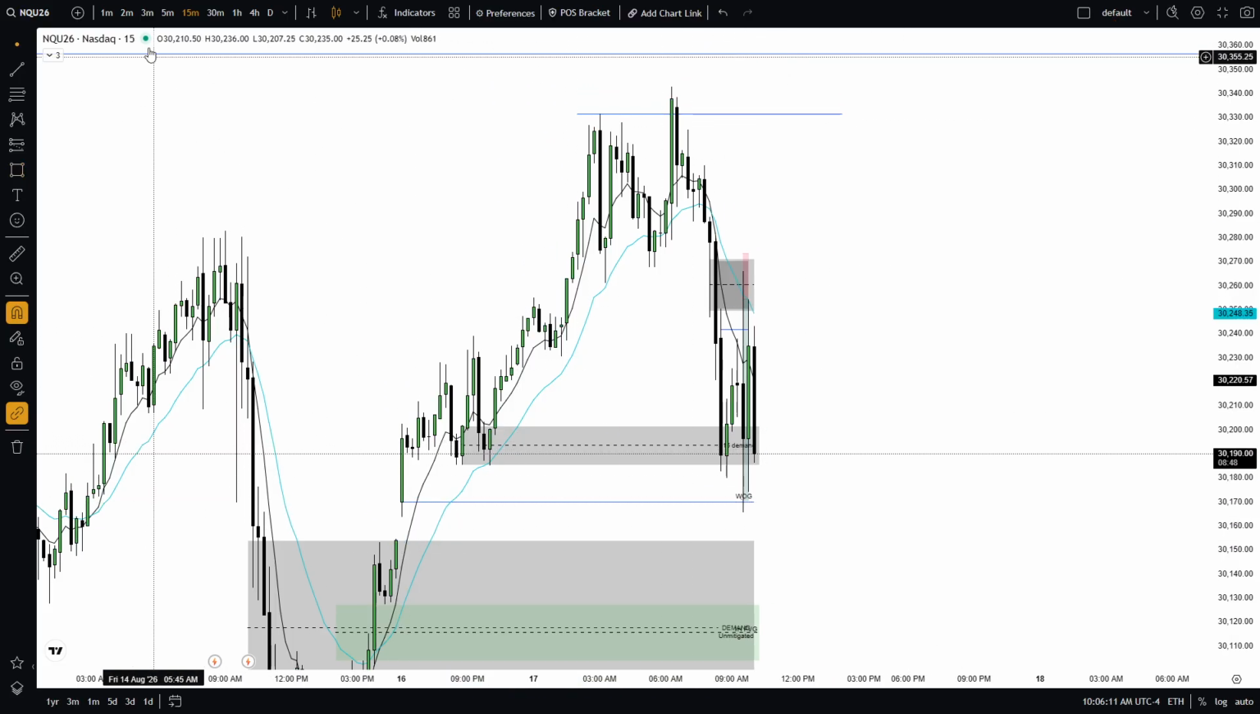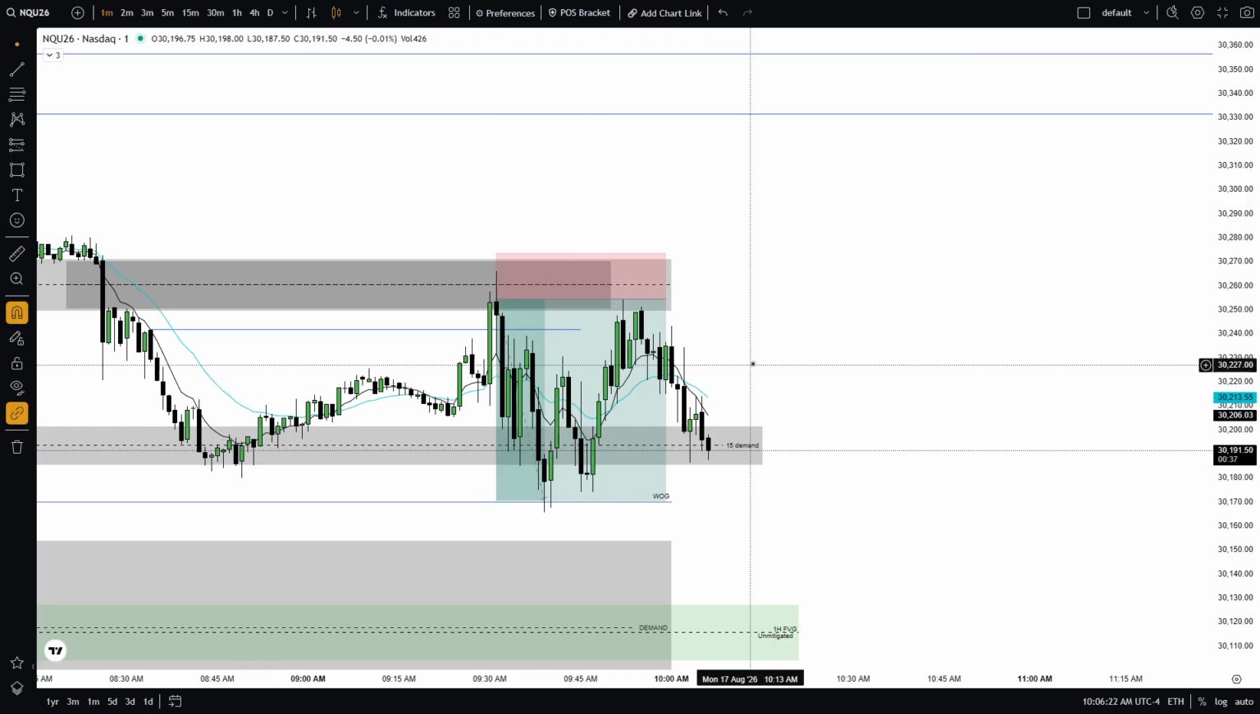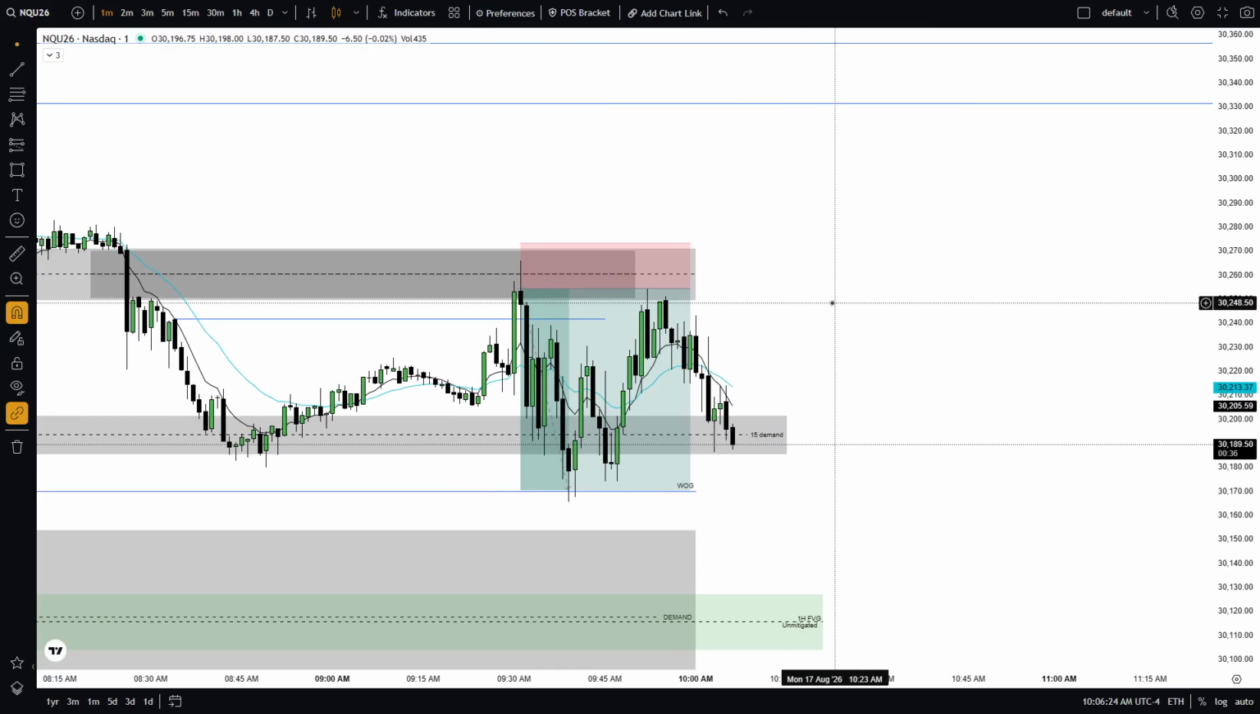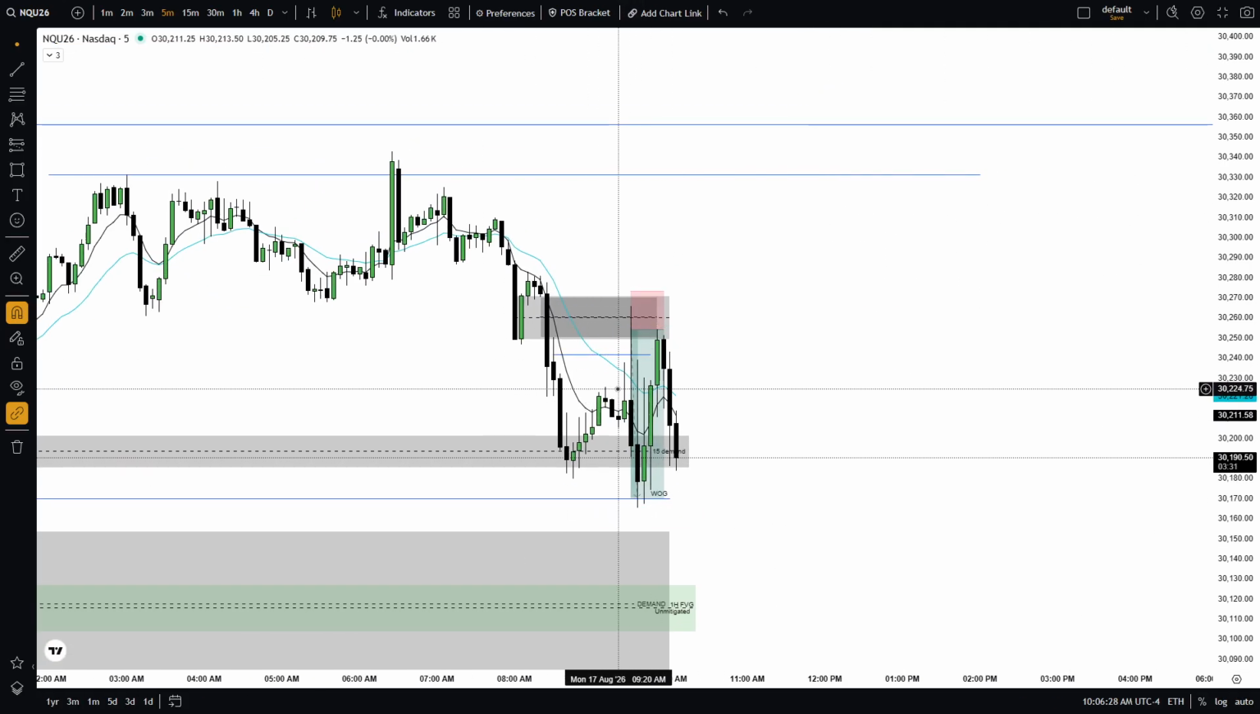So we had a clear draw to the downside, clear higher time frame bearish price action. Just an overall beautiful trade. EMAs crossed as well, which was another sign of great shorts. But yeah, just an overall beautiful market right here.